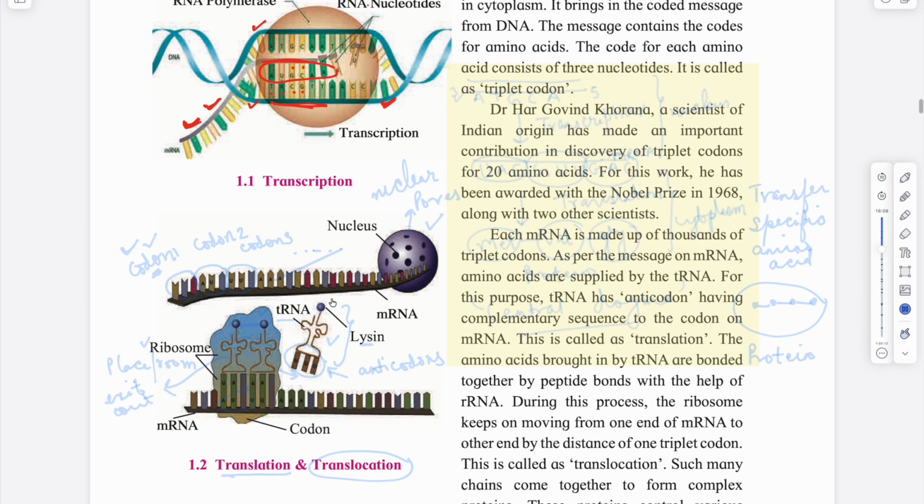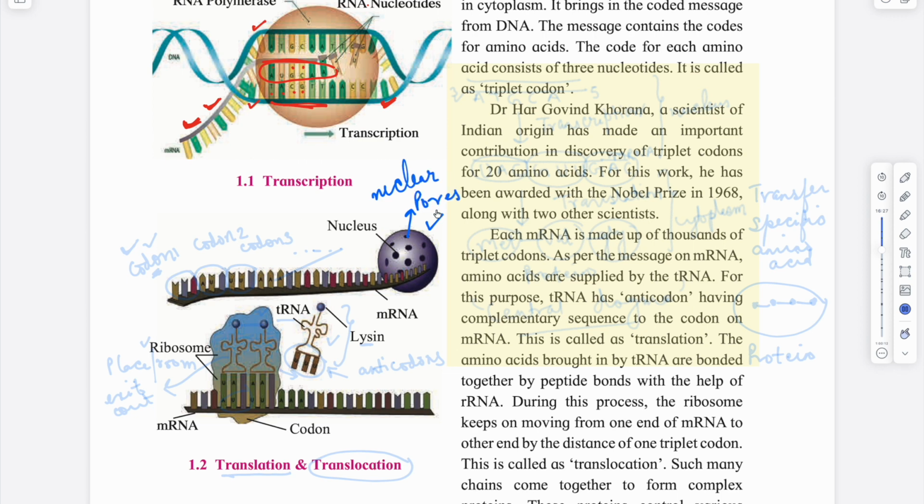Once mRNA is formed, as you can see in this picture, the mRNA, once it is transcribed from the DNA, will exit out through the nucleus. So these are nuclear pores. These are nuclear pores, right?